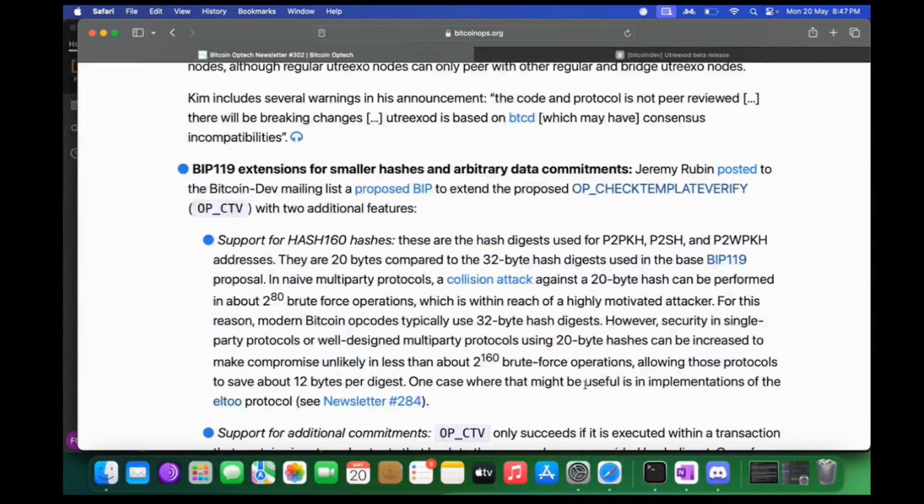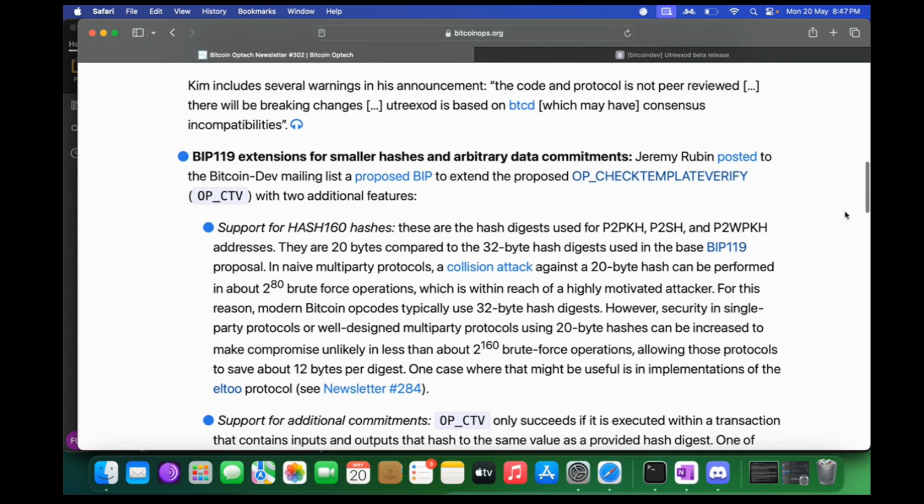By now, most of us know what OP_CTV is. It's a proposed opcode with the intention of achieving covenants. And the template here refers to the set of conditions based on which you want to spend the transaction. That is your template here. Now, when you are hashing that template, you were using a hash operation that gave you a 32-byte digest. Now, there is a proposal to make some changes to OP_CTV and incorporate 20-byte hashes.